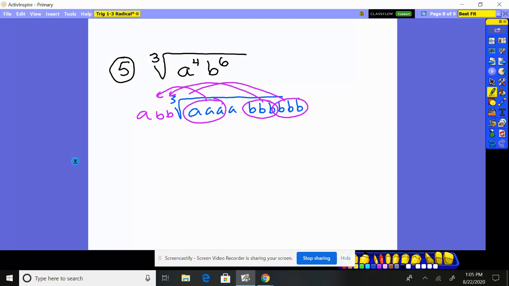That leaves us with outside, when I'm cleaning it up, b times b is b squared. Make sure you keep the little 3 in there. Be very careful so it doesn't look like it's b to the 23rd. And what were we left with? We're only left with what inside? A single a.